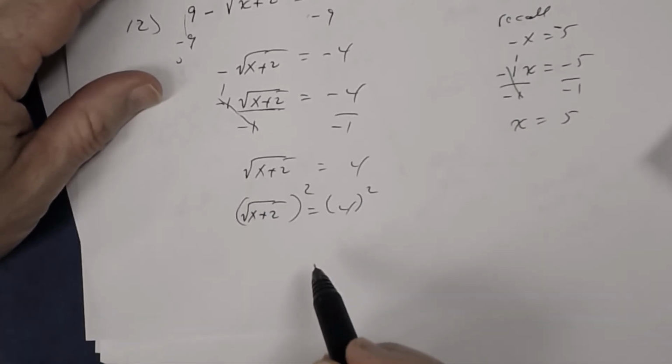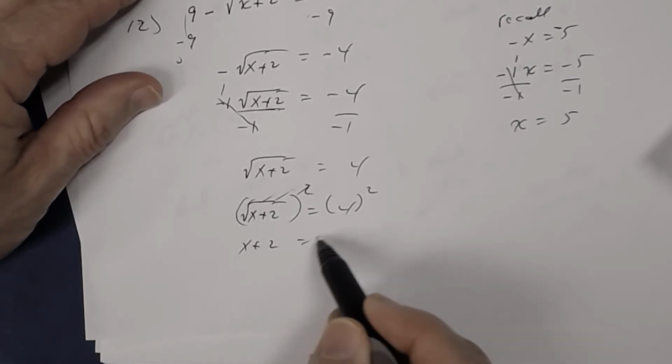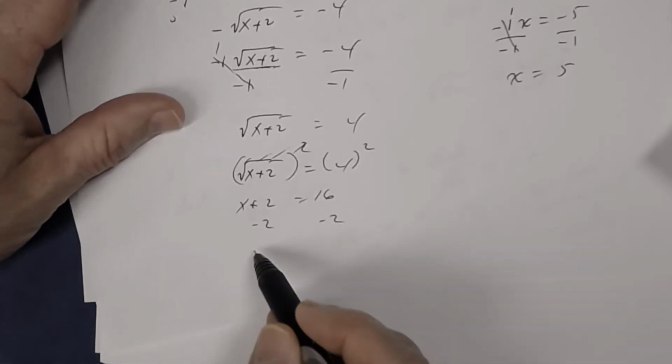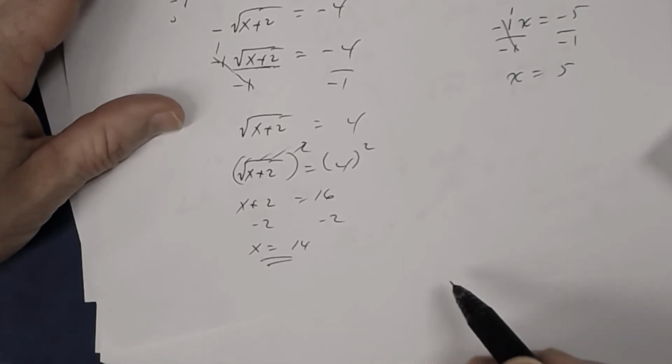And when I square both sides, the square and the square root cancel each other, so you get x plus 2, the radicand, equals 4 times 4 is 16. Subtract 2 from both sides, I get x to be, what's that, 14? You're done. x is 14, but we got to check though.